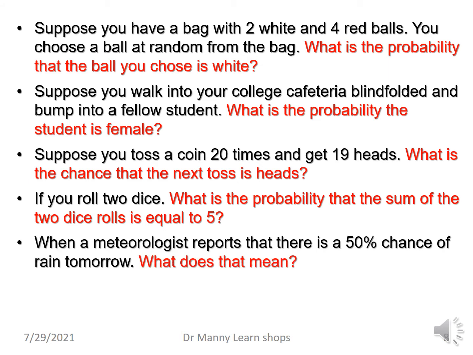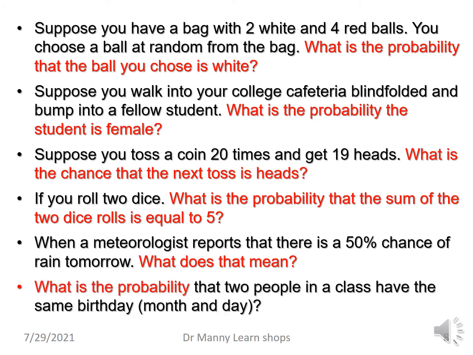When a meteorologist reports that there's a 50% chance of rain tomorrow, what does that actually mean? What is the probability that 2 people in a class have the same birthday, including month and day?